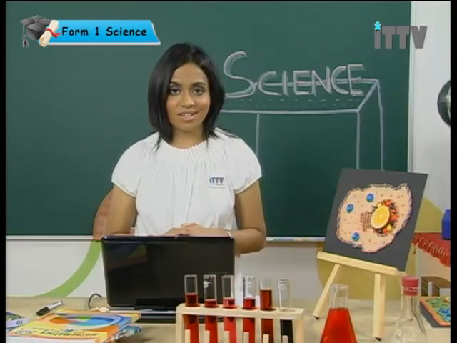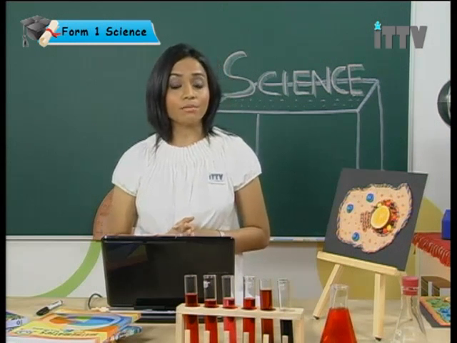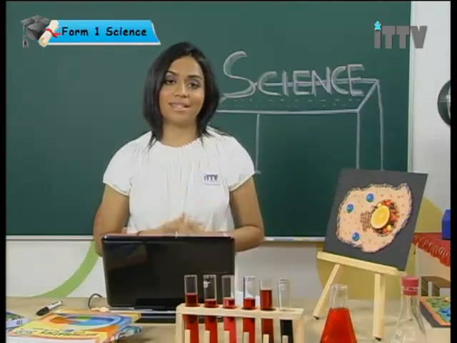What is the next organelle? The cell membrane. It is the outer boundary of a cell. It is a thin, partially permeable layer. Substances move into and out of the cell through the cell membrane. So remember, the cell membrane actually controls what moves into the cell and what moves out of the cell.